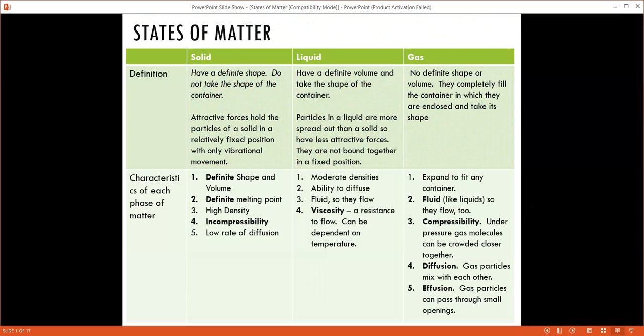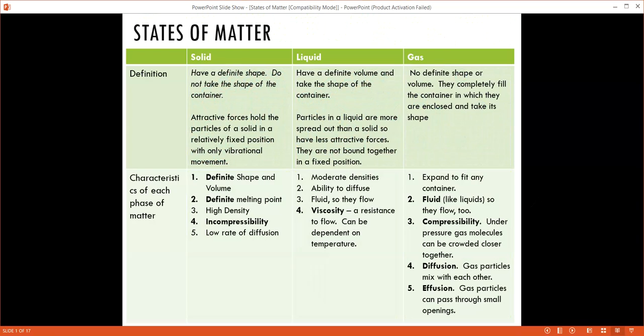So to diffuse means that gas particles can mix with one another and then spread out. That's why if you spray a perfume, for example, in one corner of the room, eventually everybody in the other corner can smell it, because those perfume particles have diffused throughout the air in the room.